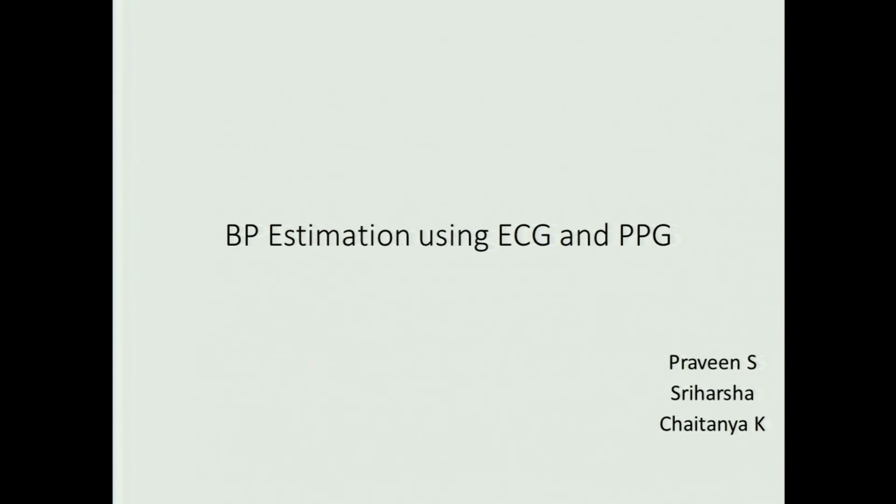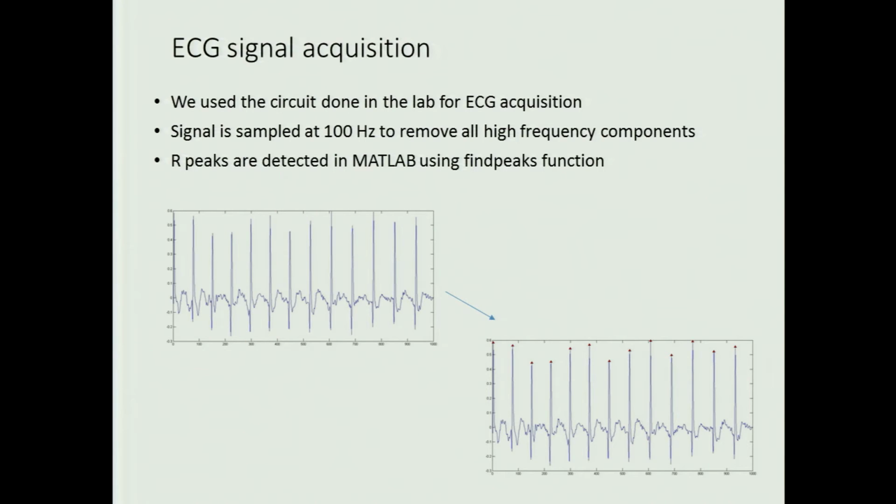So we are going to estimate blood pressure using PPG, the pulse oximetry output, and the ECG output. Remember, in my class the first lab is building the ECG amplifier and testing it. So it was a natural extension for us to get the PPG and work on that. We used the circuit from the lab for ECG acquisition. Of course, they rebuilt it, I think, because they used the same breadboard to build other things. They used 100 hertz for sampling.